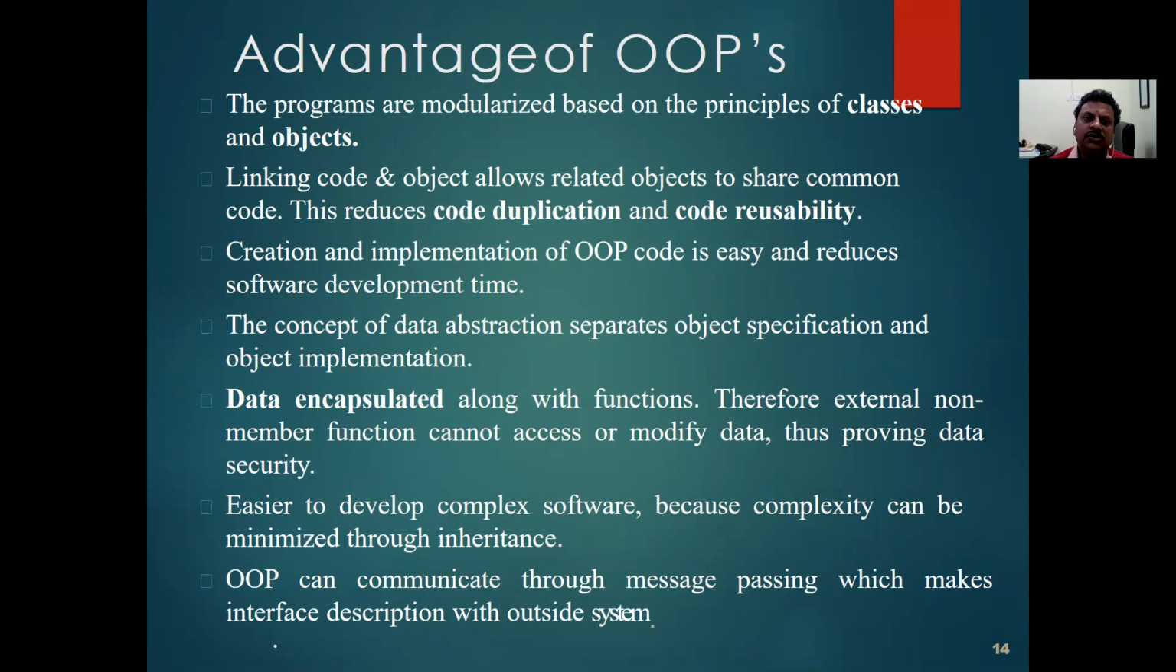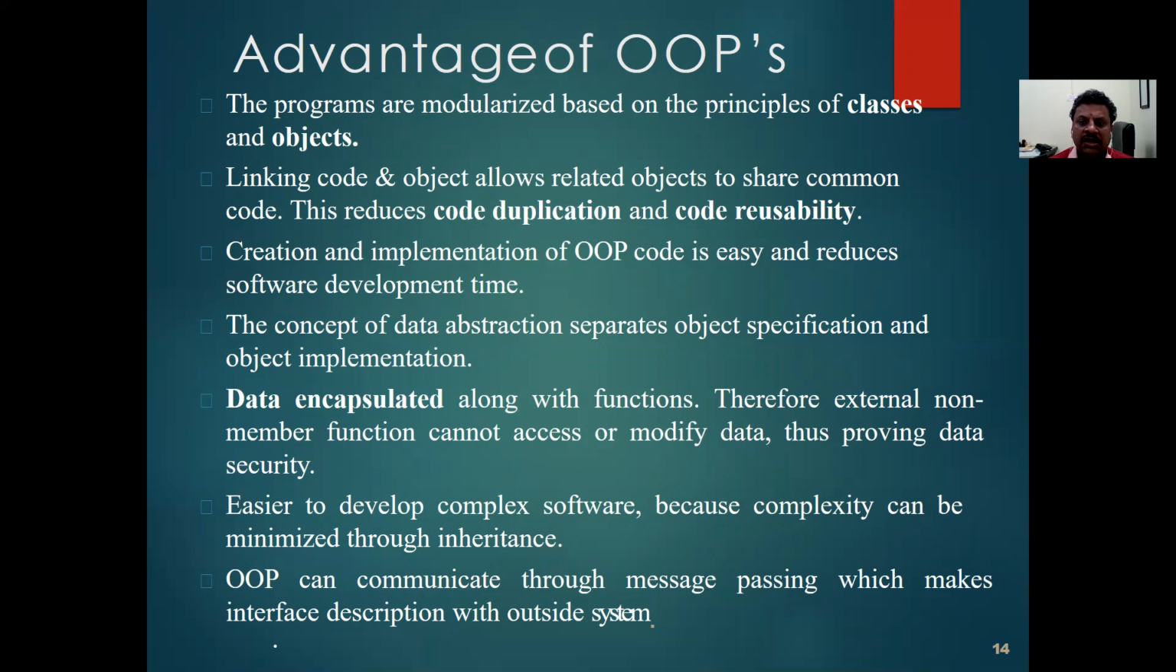Some advantages of OOPS include that programs are modularized based on the principles of classes and objects. Linking code and object allows related objects to share common code. This reduces code duplication and promotes code reusability. Creation and implementation of OOPS code is easy and reduces software development time. The concept of data abstraction separates object specification and object implementation. Data is encapsulated with the functions.